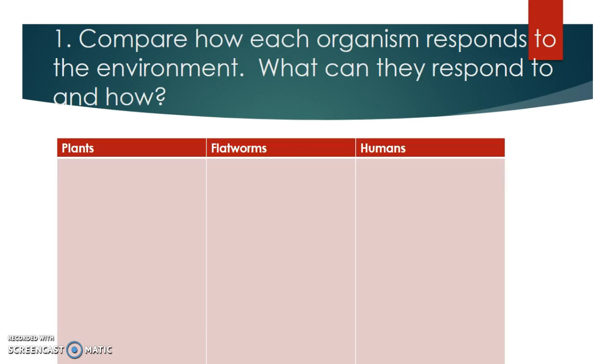Your first question on the review sheet is: compare how each organism responds to the environment. One of the key characteristics of all organisms is to be able to respond to what we call stimuli, or respond to the environment.